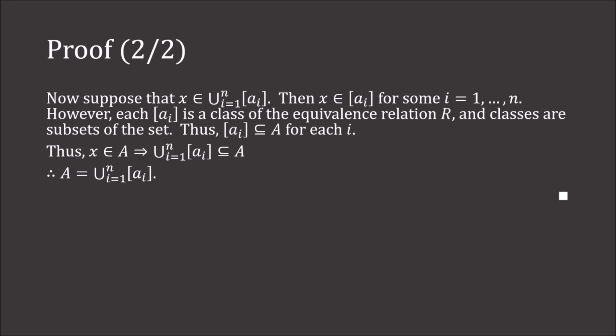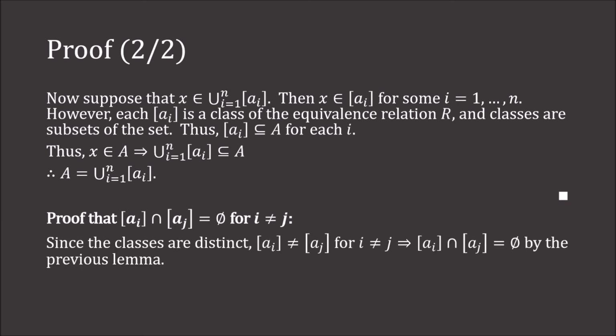Now all we have to do is show that these classes are mutually disjoint. So you have to show that the intersection of the class of A sub i with the class of A sub j is empty whenever i is not equal to j. Well, this is simple. Since the classes are distinct, the class of A sub i is not equal to the class of A sub j whenever i is not equal to j. So this means that their intersection must be empty by the previous lemma, right? The lemma that we just proved. And so that proof is complete. That is all we had to show, and hence these distinct classes form a partition of the set.